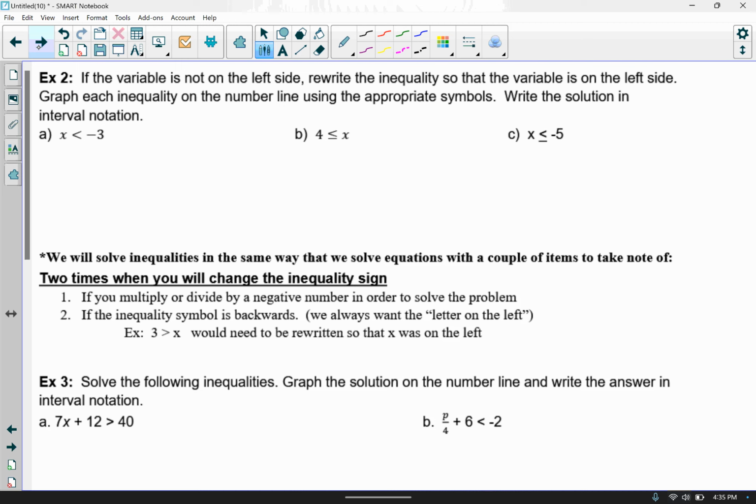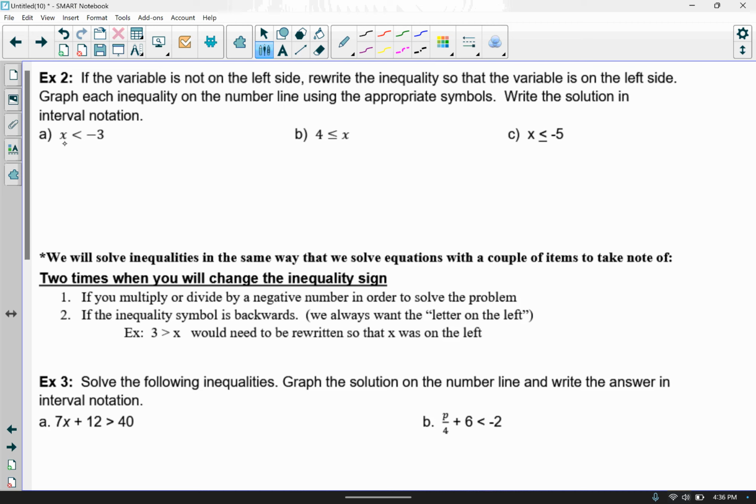In example 2, I say if the variable is not on the left-hand side, rewrite it so the variable is on the left-hand side. We're going to graph it on the number line using our appropriate symbols, either brackets or parentheses, and then we're going to write our answer in interval notation. Okay, so in letter A here, I'm going to do A and B with you and let you pause the video and try C on your own.